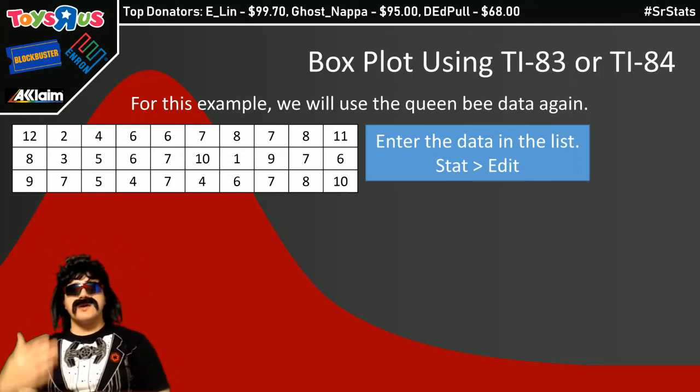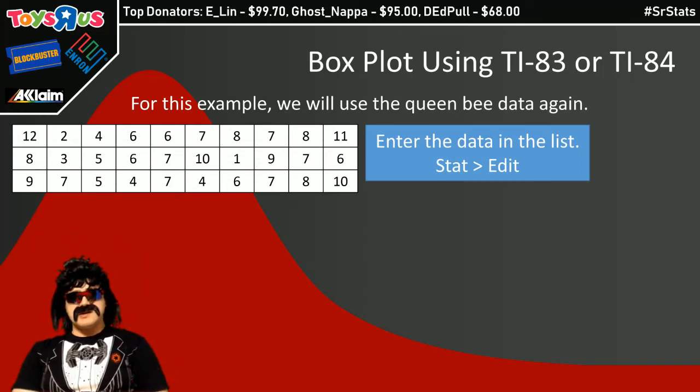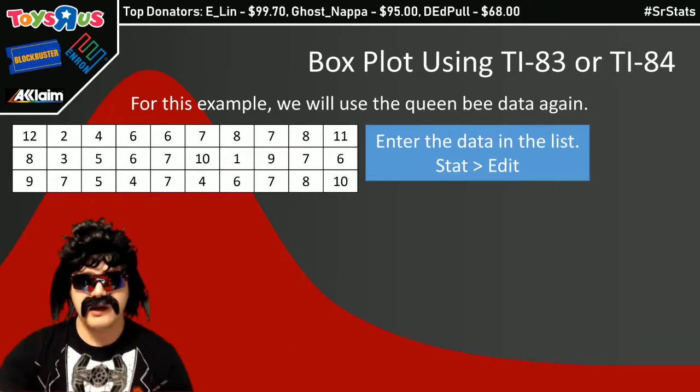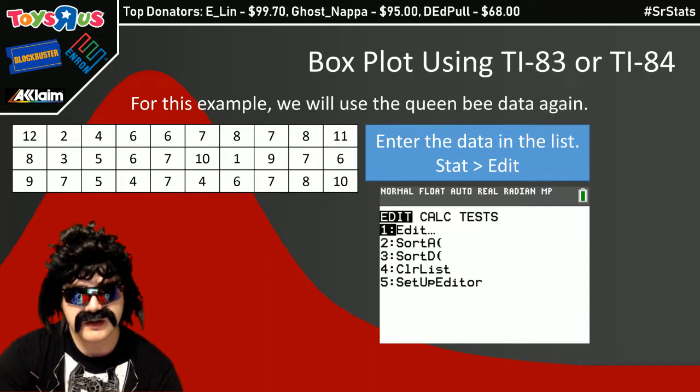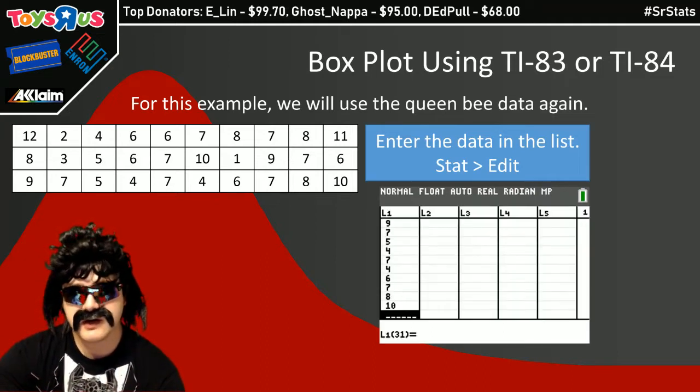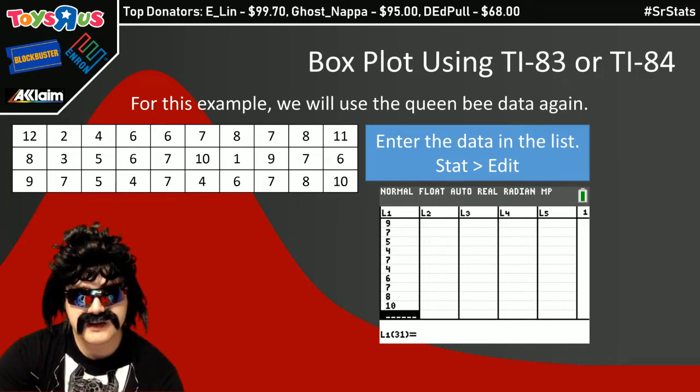Alright, now we're going to look at the box plot using the TI-83 or 84, and we're going to use the Queen Bee data again for this one. So, we're going to enter the data into the list using stat edit. Again, we're going to go to stat, hit edit, and then we enter in all the data into the list.